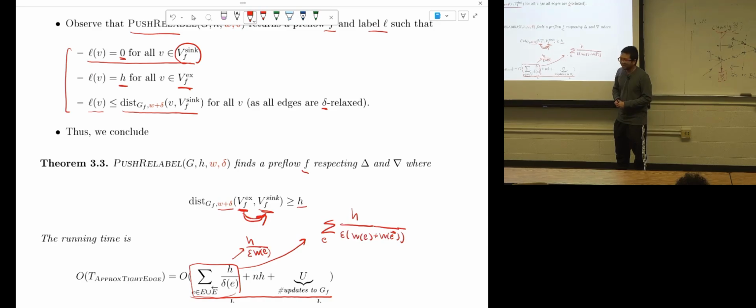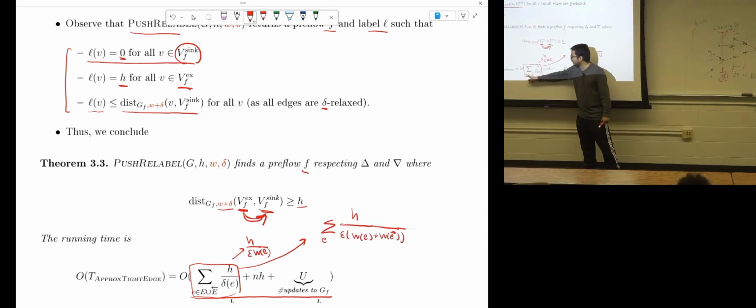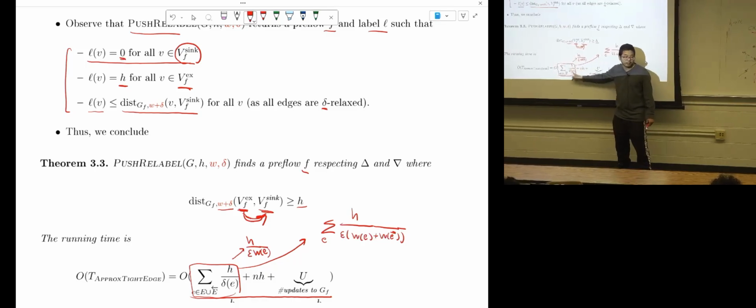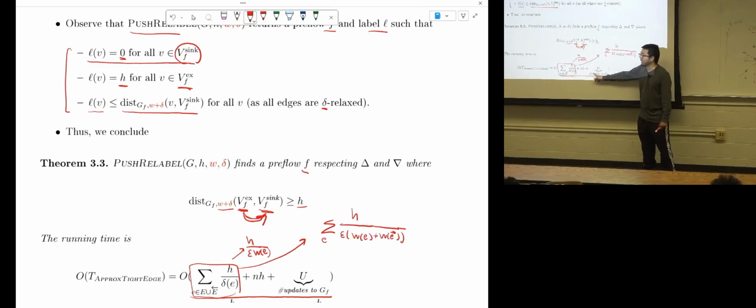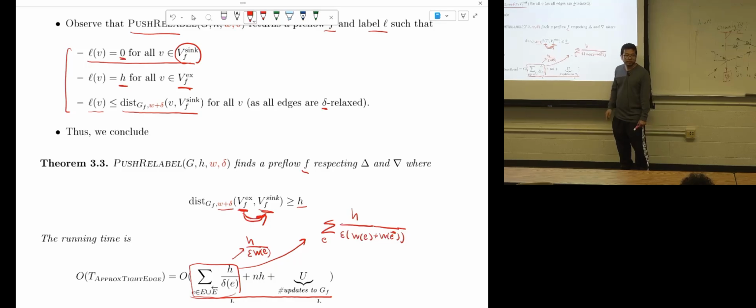Okay. And so we don't actually have this one, but we still have this. This is just the term from the Approx TightEdge Data Structure. This is the term for probing. This is the term for relabeling, and this is the term for updating the graph.